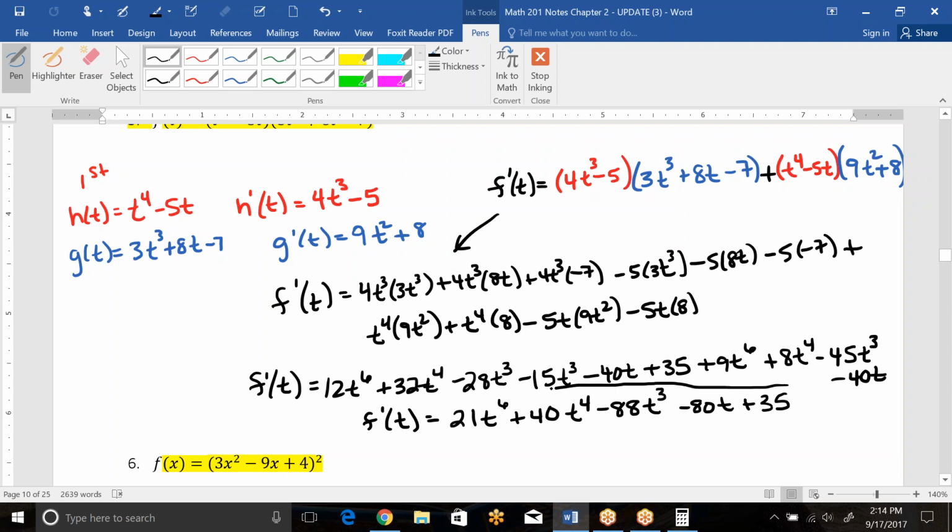Now, there's nothing more difficult, I would say, about this one, except just keeping all of your terms together and being careful with them. So that's the most challenging part about the ones that have larger polynomials.